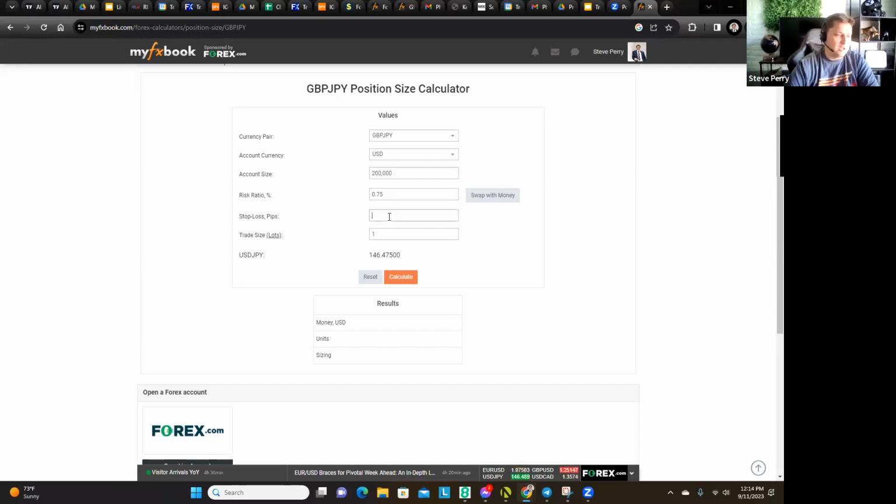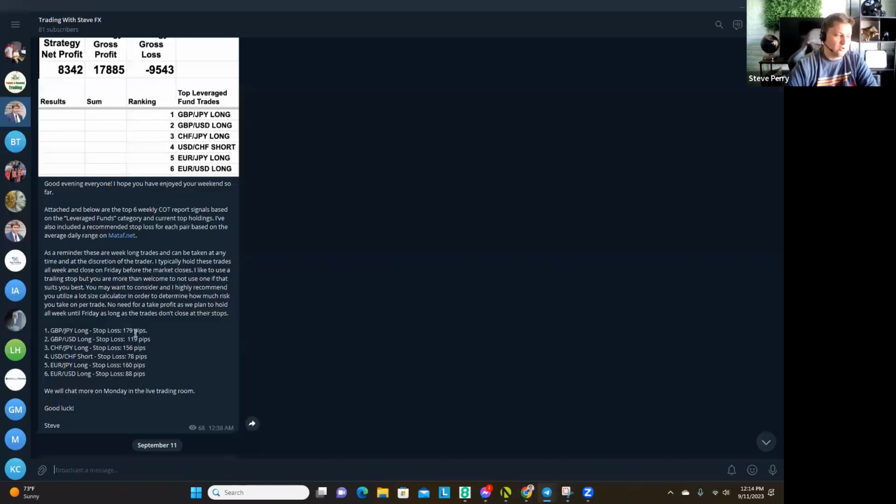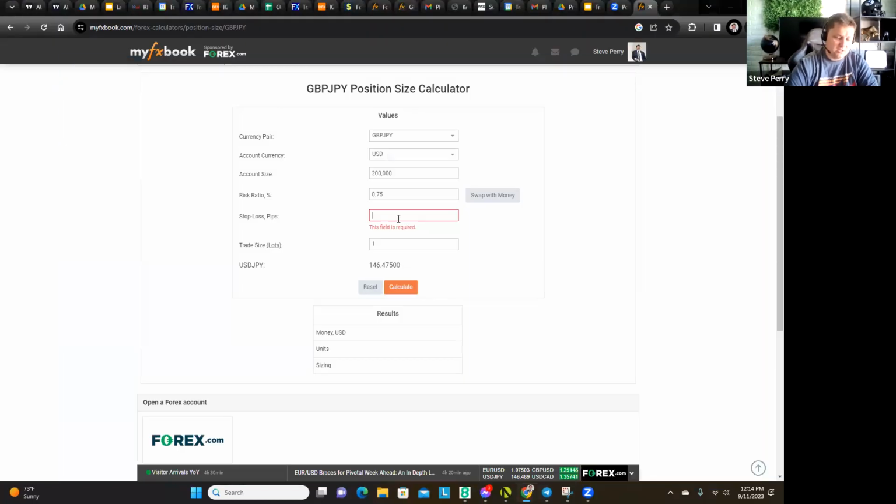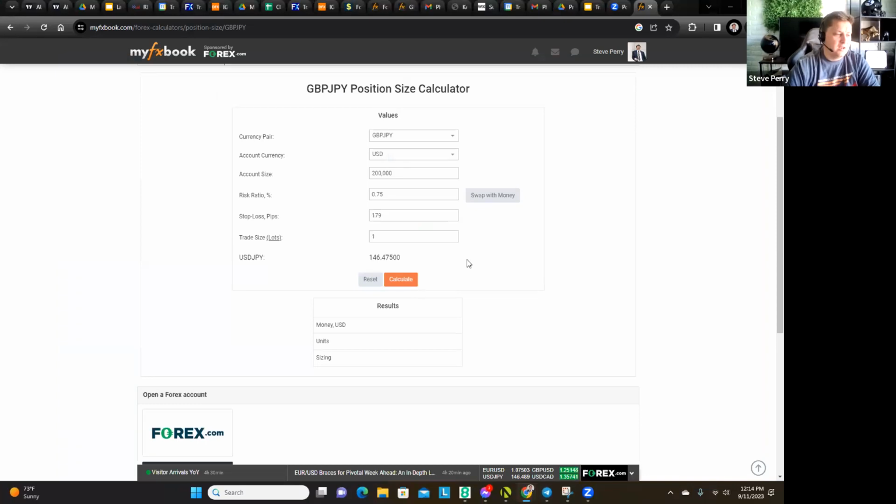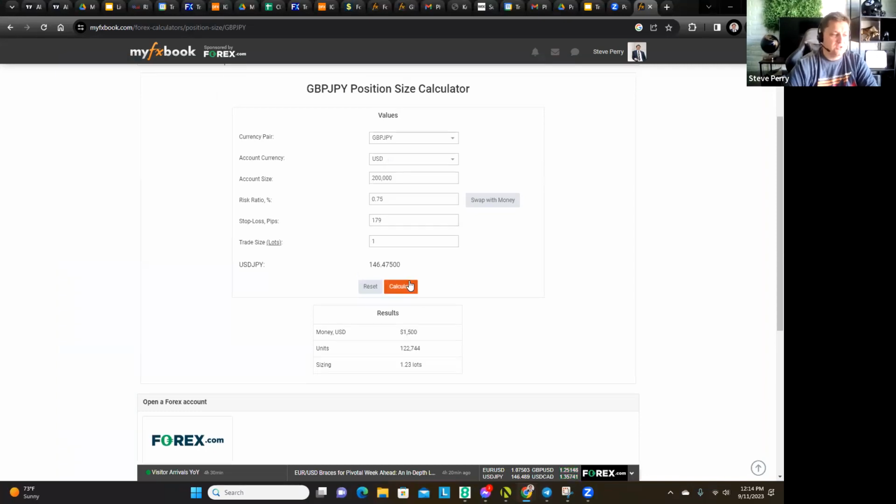Okay, now we continue on. What do we put in for pips? Well, that's easy because I give it to you right here. I just go to the Metaf site and I find out what those pips are and I plug it in. So we'll put in 179 pips. And then if I click calculate, this is going to ensure that I only risk $1,500, which just so happens to be my risk appetite, which is 0.75%.